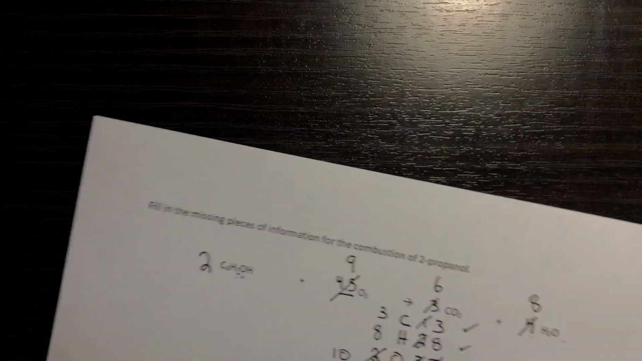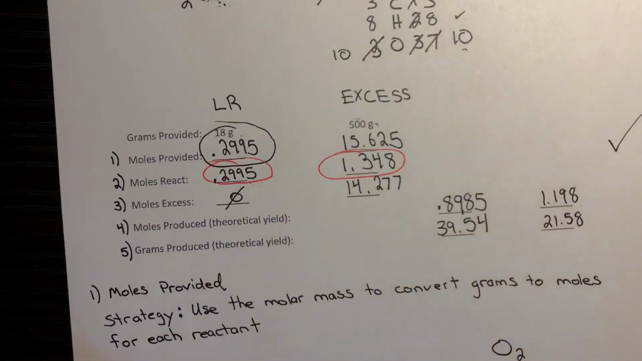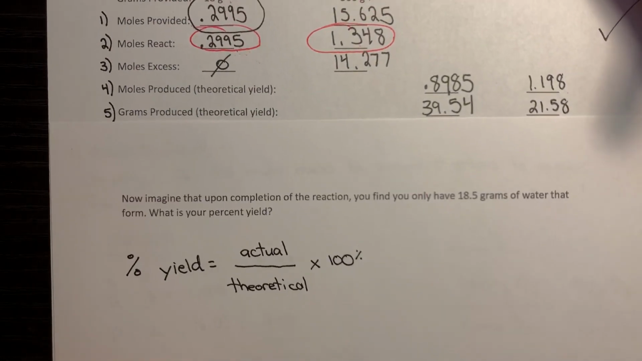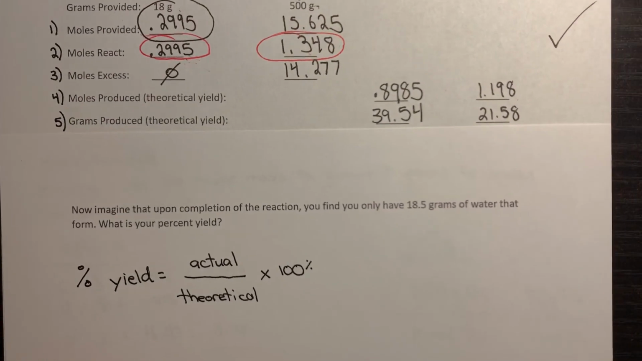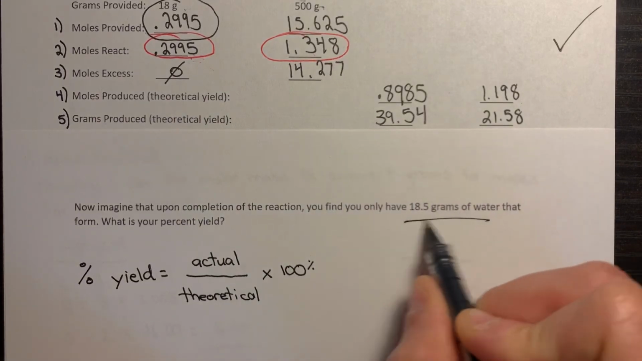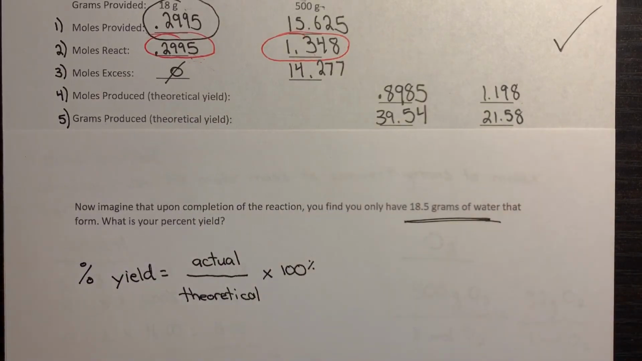This very last step of the problem asks me a question about theoretical yield and actual yield and how that relates to percent yield. So it says, now imagine that upon completion of the reaction, you find that you only have 18.55 grams of water. Okay, so you run the reaction, maybe in some closed container, and we only get 18.5 grams of water that are formed. It's asking what is the percent yield. And this is a pretty straightforward one-step problem.